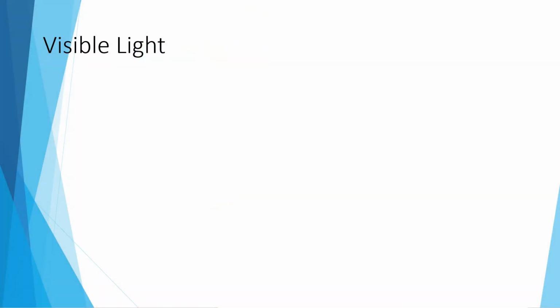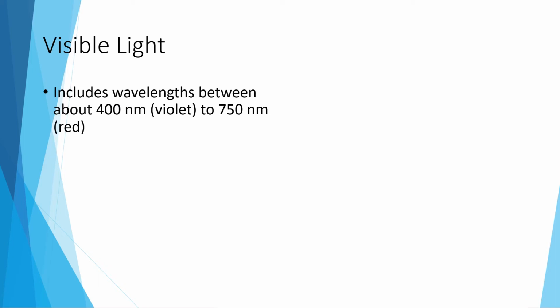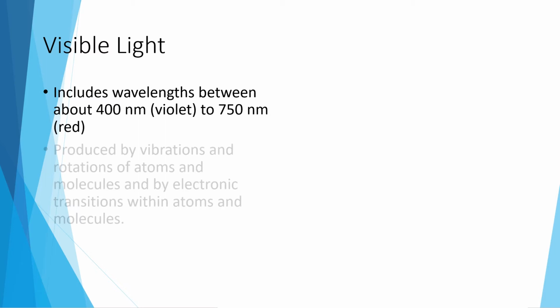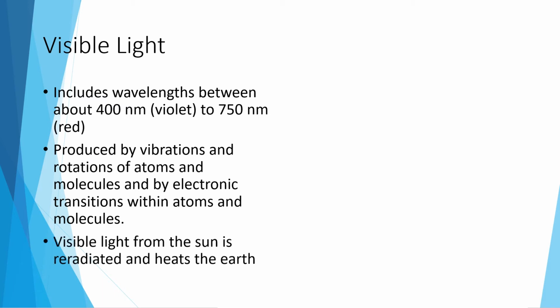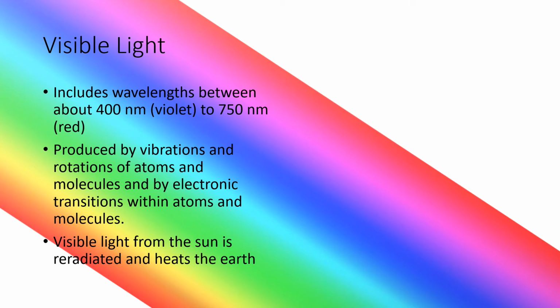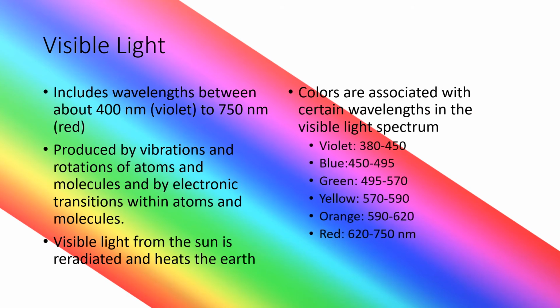Visible light is the only portion of the electromagnetic spectrum that the human eye can detect. It includes wavelengths between about 400 to 750 nanometers. Visible light is produced by vibrations and rotations of atoms and molecules, as well as by electronic transitions within atoms and molecules. Radiation from the sun peaks in the visible spectrum. These electromagnetic waves are absorbed by the Earth and re-radiated at longer wavelengths in the infrared region, which contributes to heating the Earth.